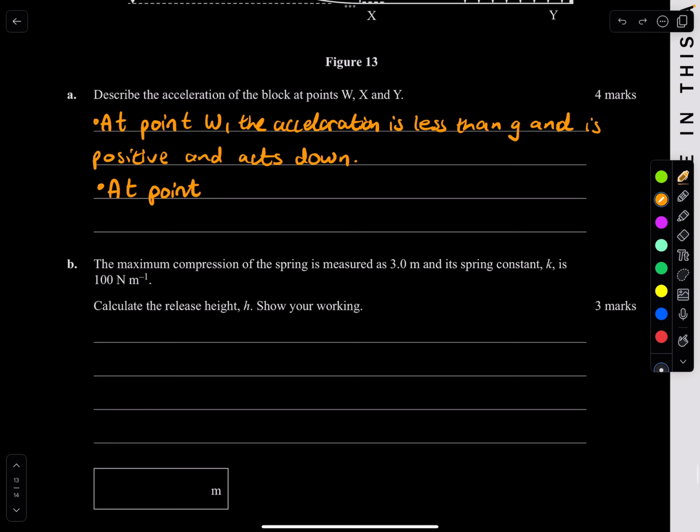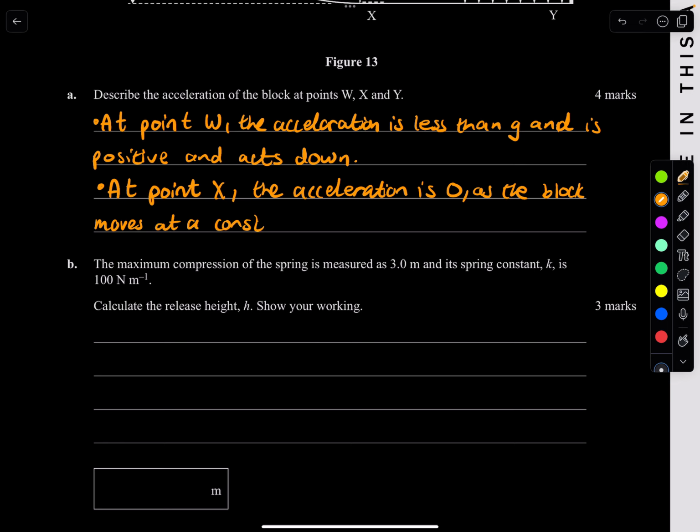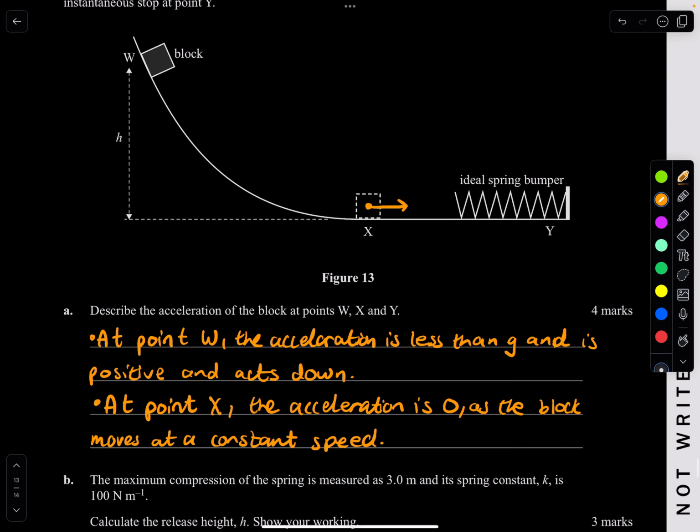So at point X, the acceleration is 0 as the block moves at a constant speed. Beautiful. And so the last one, at point Y.